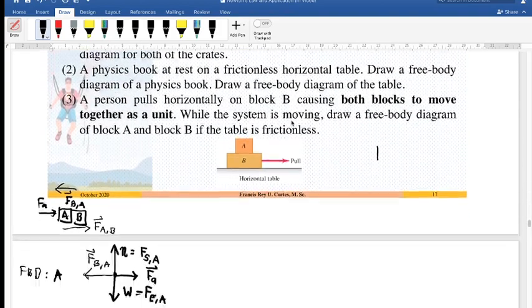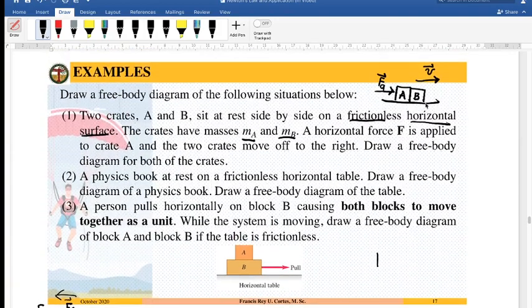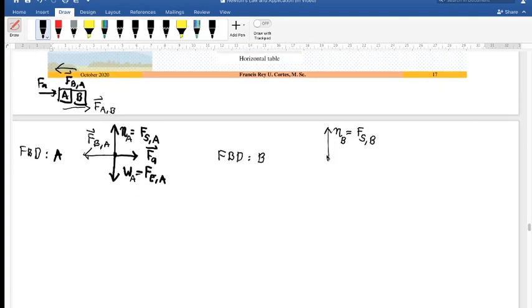How about on crate B? So crate B now. FBD on crate B. We have to include all the forces acting on B, so we have to put B as a point. Then again, since crate B is on the frictionless horizontal surface, it has no friction but it has a normal force. This is the normal force, the force exerted by the surface on crate B. Can I just put this as NA? No, because they are not the same. Generally they are not the same value, so we have to specify the normal force of B and A respectively.